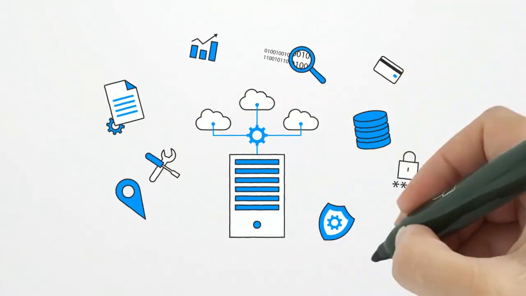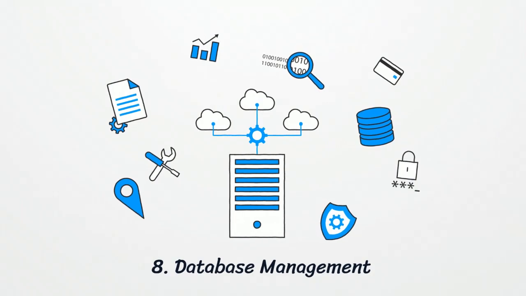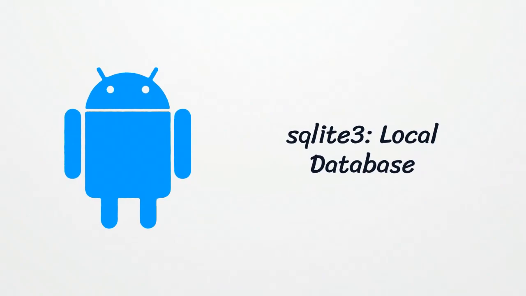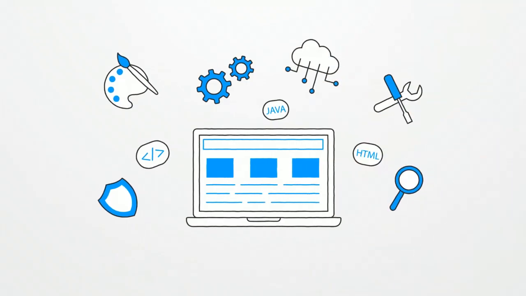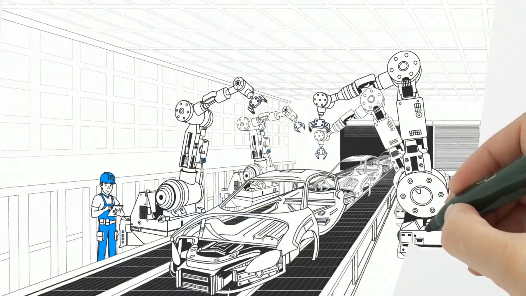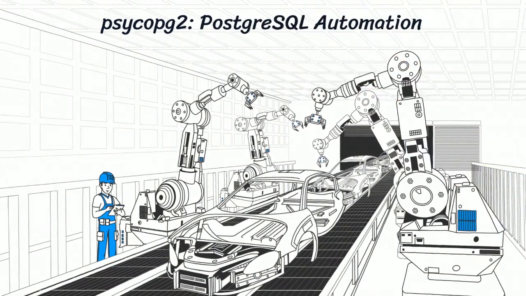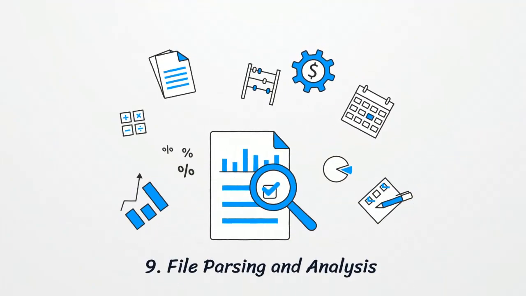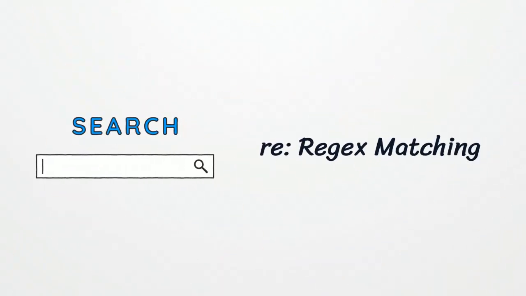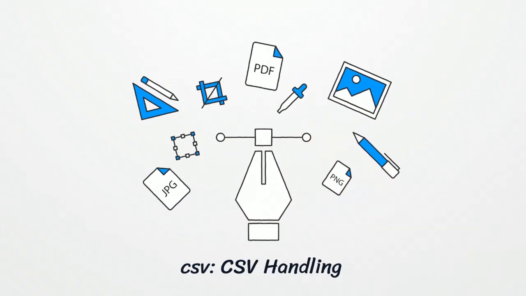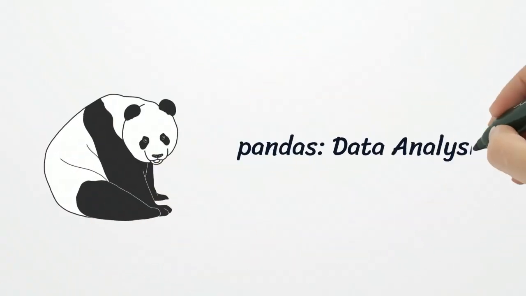Seven, database management. SQLite3 for local lightweight database management. MySQL connector Python to manage MySQL databases. Psycopg2 for PostgreSQL database automation. Eight, file parsing and analysis. re for regex-based pattern matching. csv for parsing and generating CSV files. Pandas for advanced data manipulation and analysis.